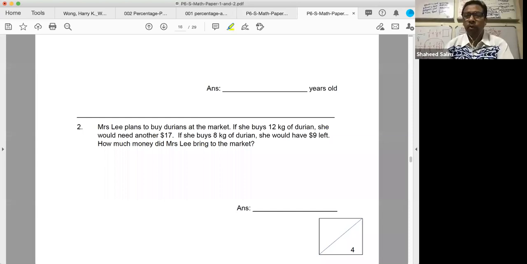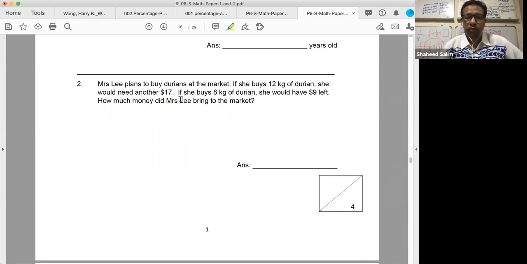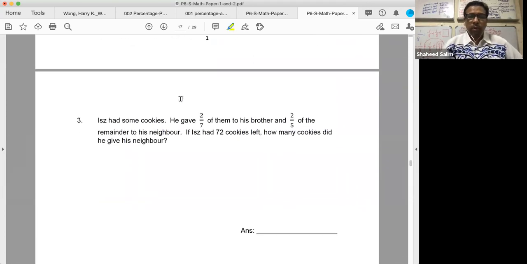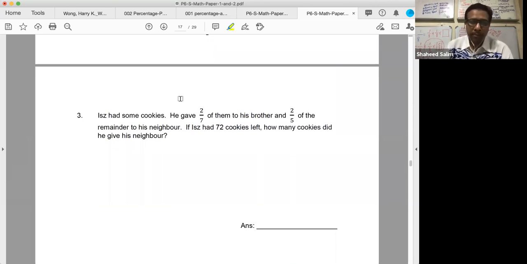Okay, we are going to move on. So, see Shafika say, okay, Zahira, paper one. Now it's paper two. This one is paper two. Okay, let's see. Is had some cookies. He gave 2/7 of them to his brother and 2/5 of the remainder to his neighbor. He had 72 cookies. You can draw this model because it's not too tough. This is our last question. We try this, okay?